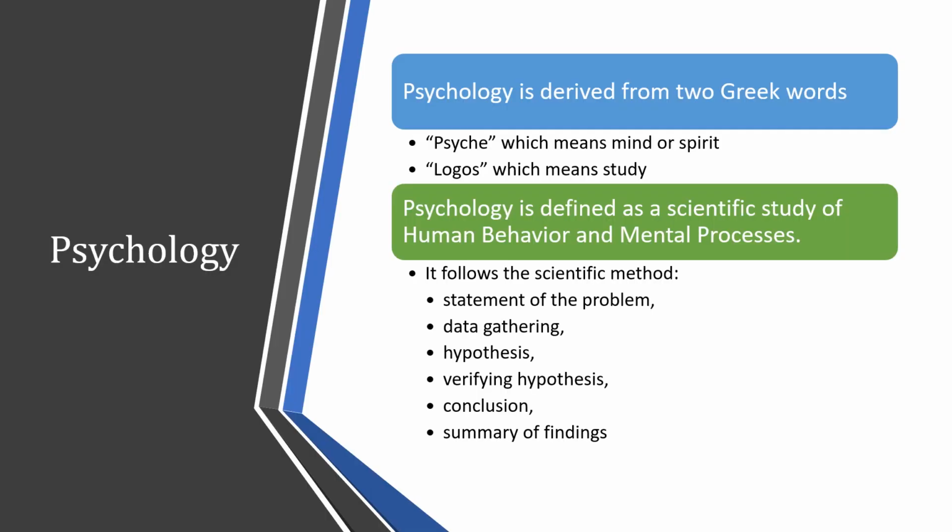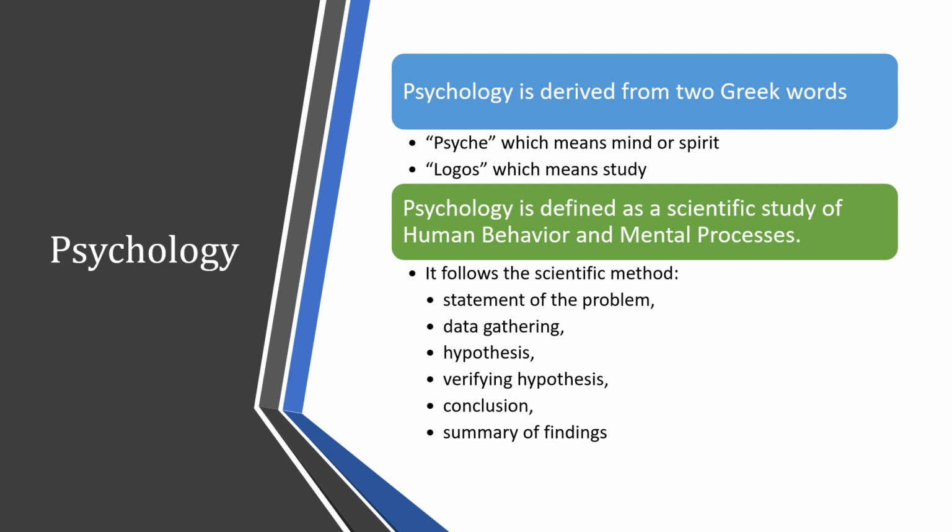Now let's talk about psychology. Psychology is derived from two Greek words, psyche, which means mind or spirit, and logos, which means study. So in simple terms, based from the two definitions from the Greek words, psychology is the study of mind or spirit. However, in further literature, psychology is now being defined differently.